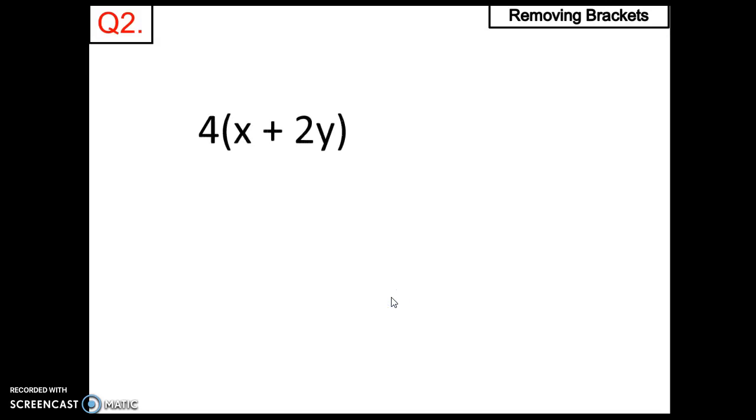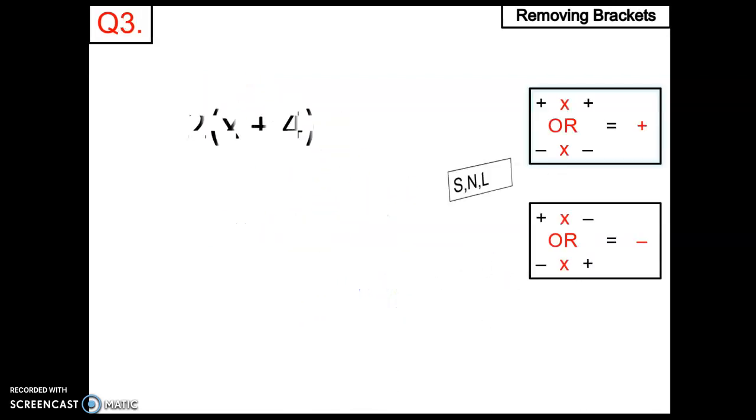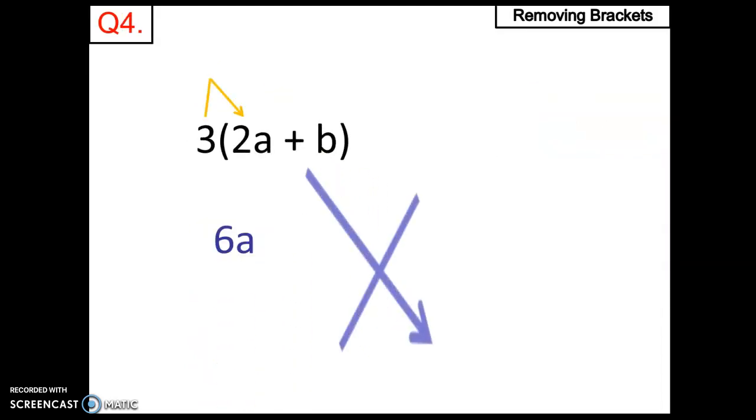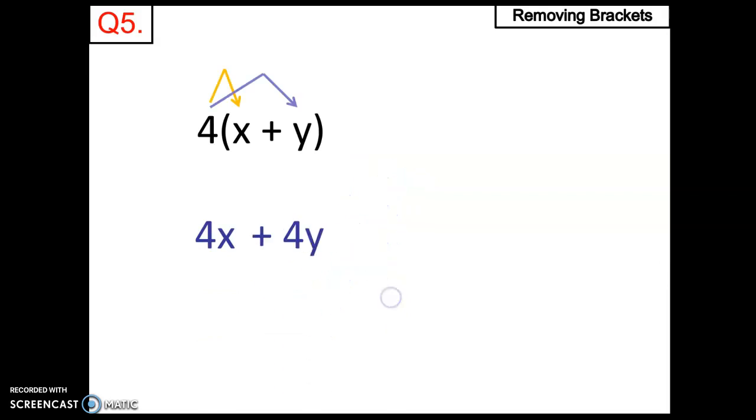Next one, we've got 4 times x plus 2y, so that's going to be 4 times x is 4x, 4 times 2y is 8y. Easy peasy. Next one there is 2 times x plus 4, that's 2x plus 8. Number 4, we've got 3 times 2a is 6a, 3 times b is 3b. Next one is 4 times x is 4x, 4 times y is 4y.